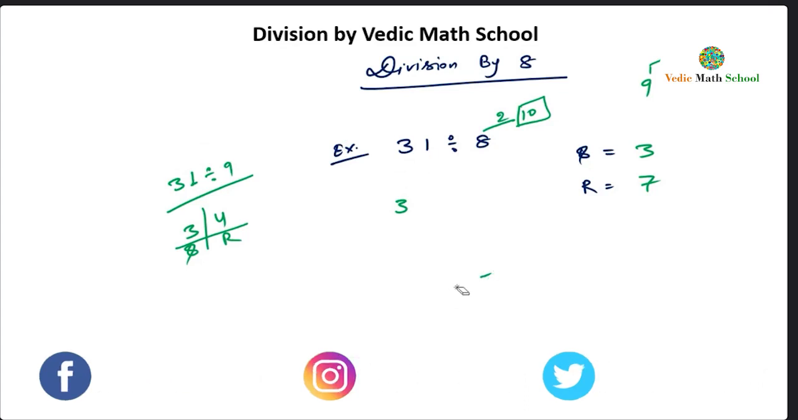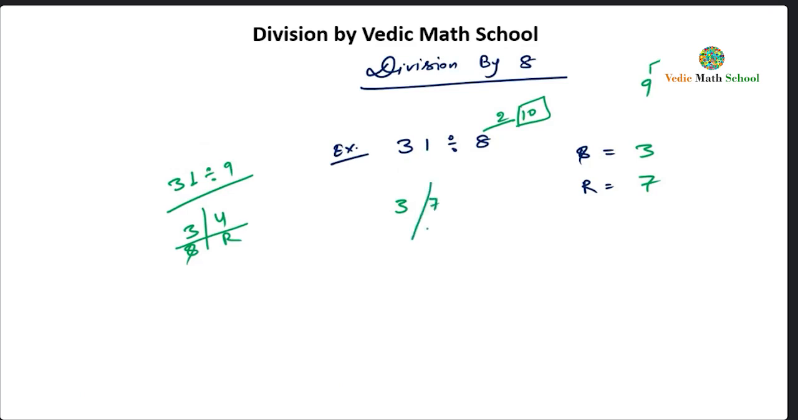So every time, what do we have to do? Double this value and then add it. So 3 into 2 is what? 6. And 6 plus 1 is 7. Because we are adding to the last value, so this will be the remainder and this will be the quotient.